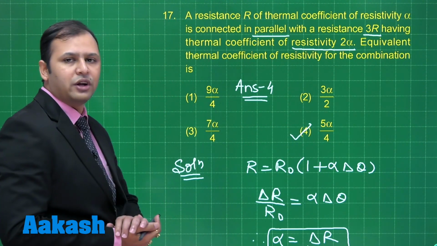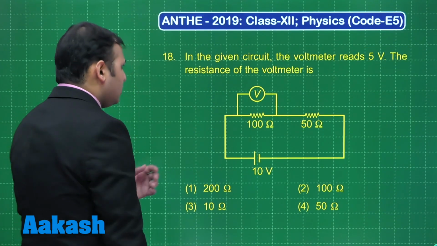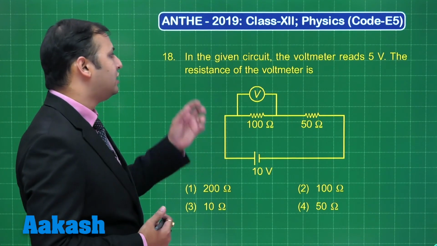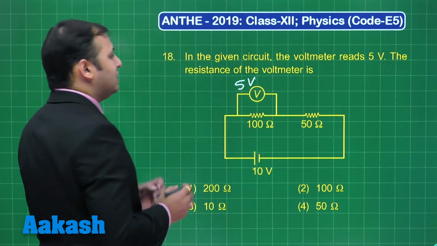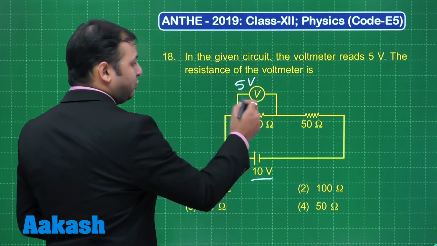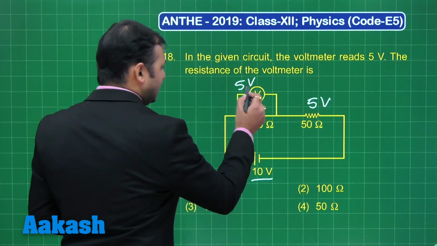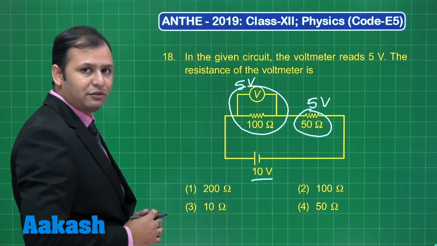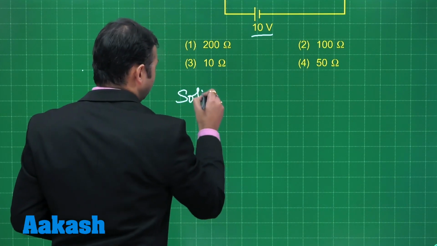Now let's move on to our next question, that is question number 18. The question you see is a very simple question of voltmeter where the reading of voltmeter is given as 5 volt, right? The resistance of the voltmeter is, it's pretty simple that for a 10 volt, 5 volt is already here, so this would be 5 volt. That means this combination will hold the equal resistance as that of this 50 ohm. So it's now simple. Let's start the solution.